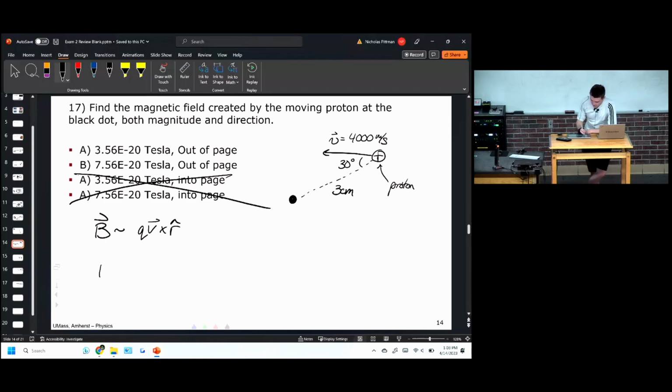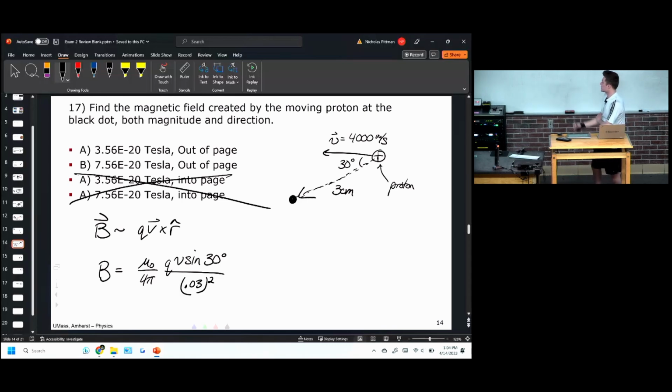To get the magnitude of B, you have that other formula for the magnitude of the Biot-Savart law. Theta is the angle between V and R. R goes from the creator to the observation point. So you would plug in theta equals 30 degrees. Q is the electron charge, and radius is 0.03 meters. Again, it's the total diagonal distance from the source to the observation point.